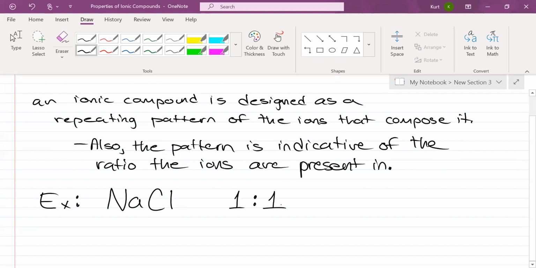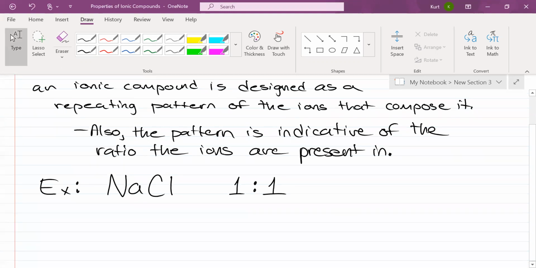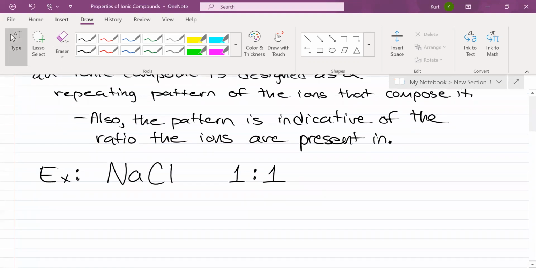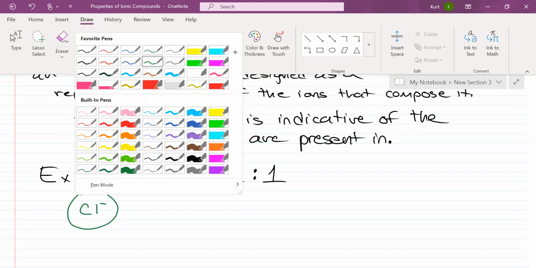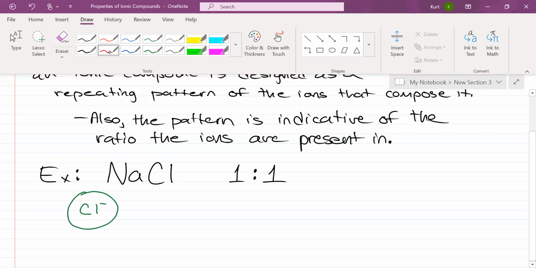So what this means is the pattern of the ions is going to be a repeating pattern of 1 sodium to 1 chlorine, 1 sodium to 1 chlorine. To try to draw this, I want you to pay attention to this little design I'm going to do. Every green circle I draw is going to represent a chloride ion. And every red one is going to represent a sodium ion, okay?